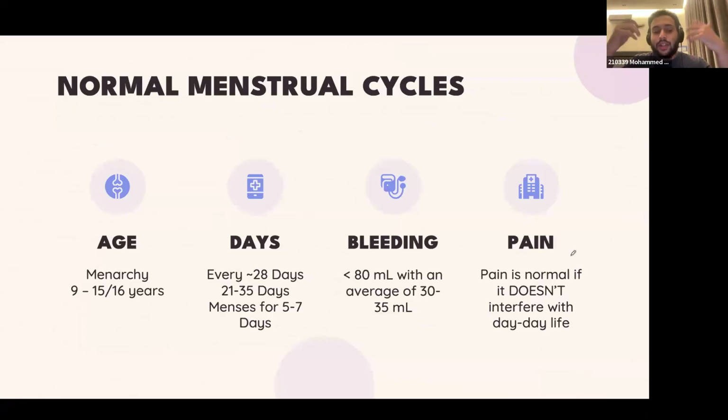Something else is menopause, which I forgot to mention in age. Menopause, the average age is 45 to 55. Okay, and we'll talk about menopause later.